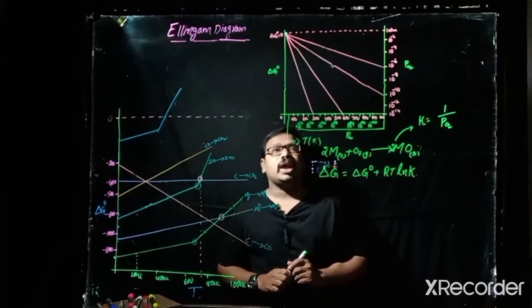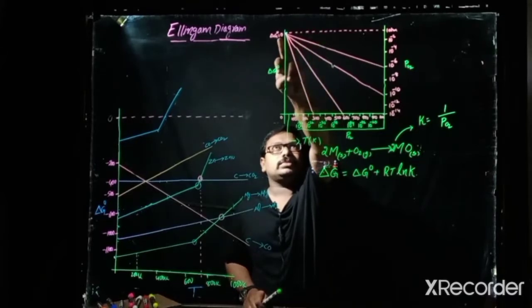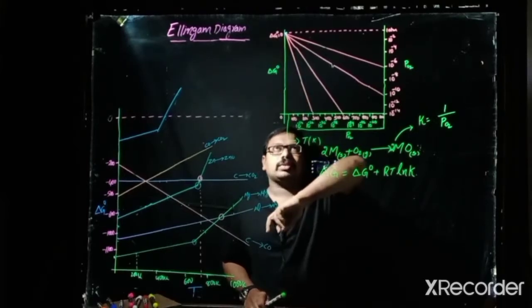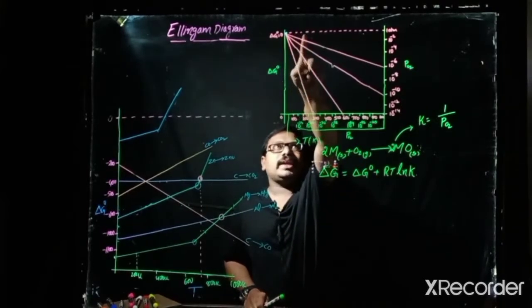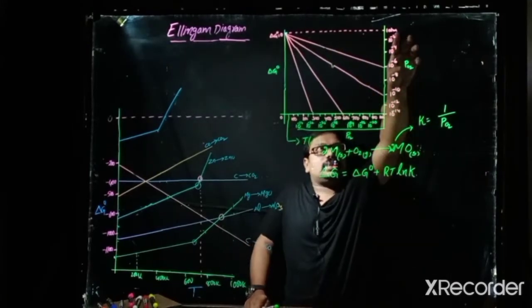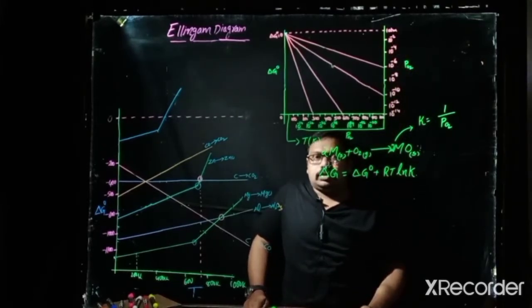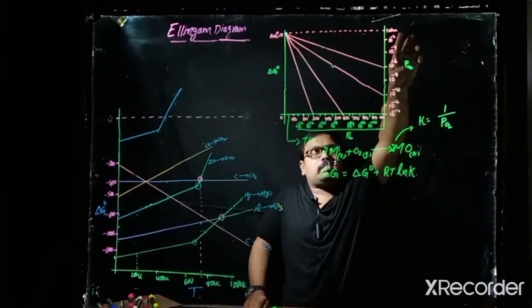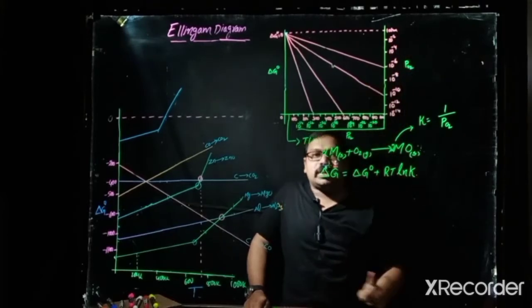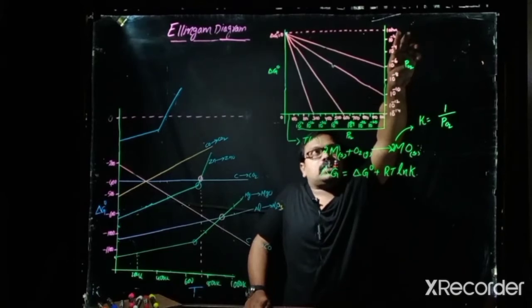To find this equilibrium partial pressure of oxygen, we have to draw one line from the delta G naught value equal to 0, like this. Initially that value has 1 atmospheric pressure. We take the partial pressure of oxygen for 1 mole of ideal gas at 1 atmosphere.